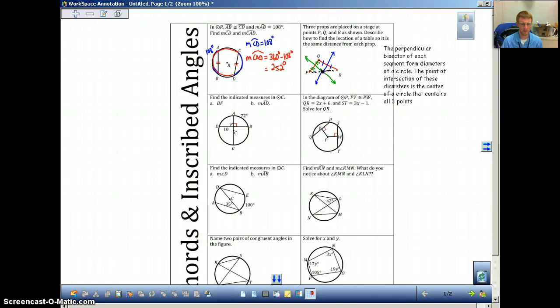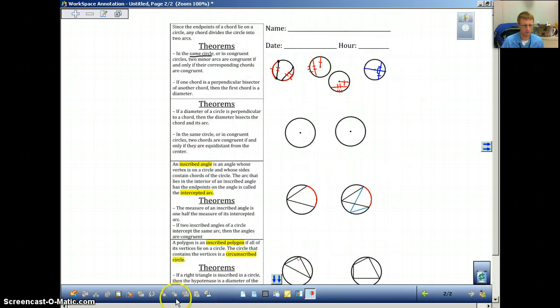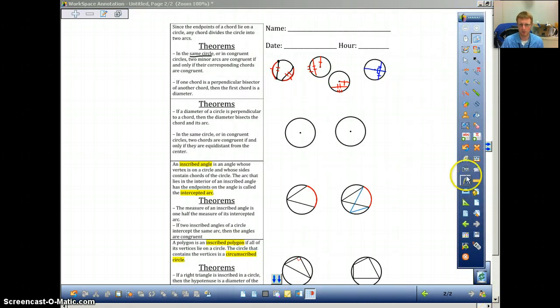Okay, so moving on, let's go back to the second portion and talk about these theorems. So these theorems I think are a little bit easier to understand. So let me zoom in here so that way we can see this a little bit better.